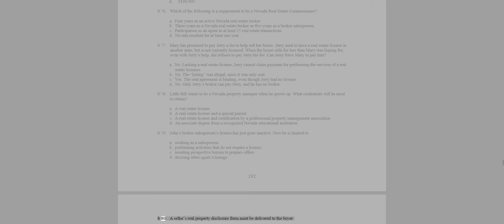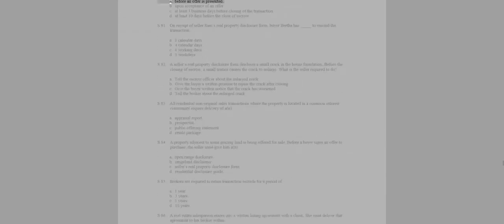S80. A seller's real property disclosure form must be delivered to the buyer. A. Before an offer is presented. B. Upon acceptance of an offer. C. At least 3 business days before closing of the transaction. D. At least 10 days before the close of escrow.